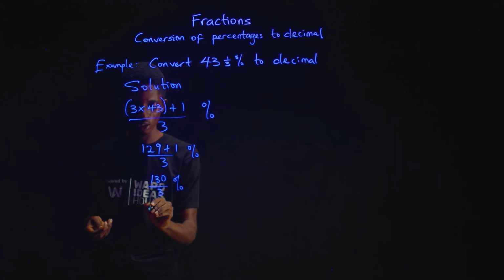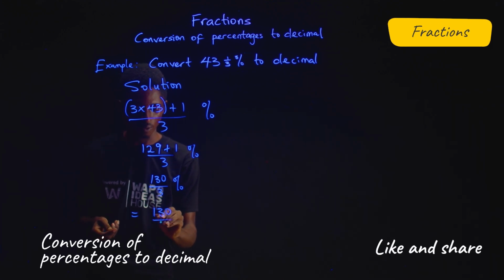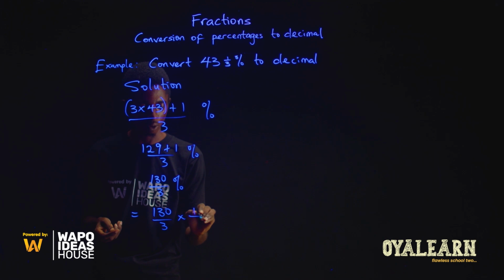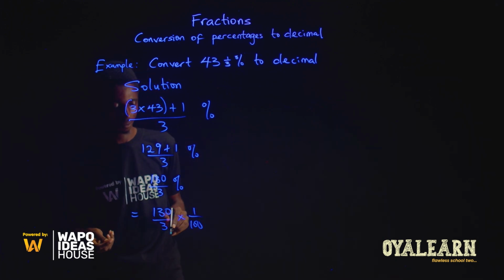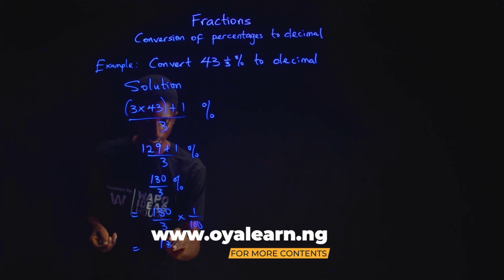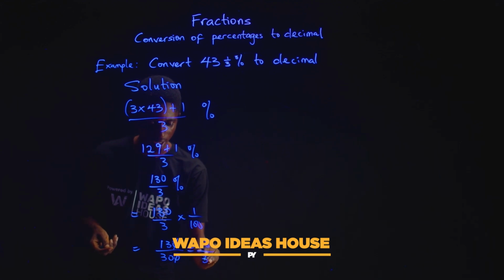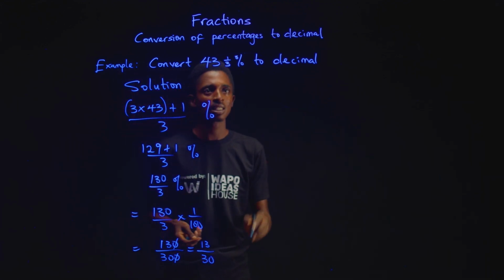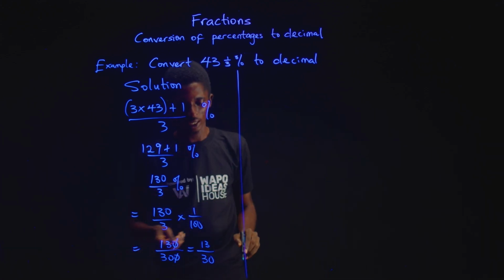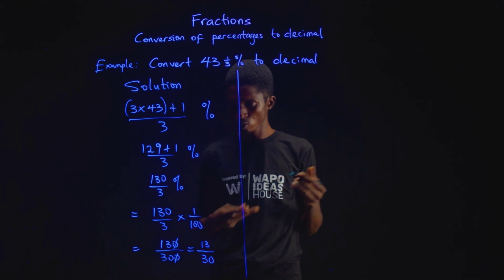Now, let's bring this to a fraction. Converting this to fraction means you have to write down now 130 over 3 multiplied by 1 over 100. And when you work with this, this would give us 130 over 300. You can easily say 0 cancel 0 to give us 13 over 30. So this is a small fraction we can easily work with. Now let's convert this fraction into decimal.